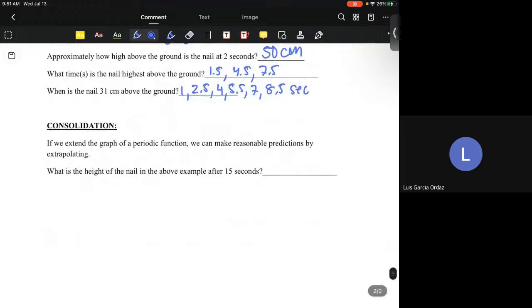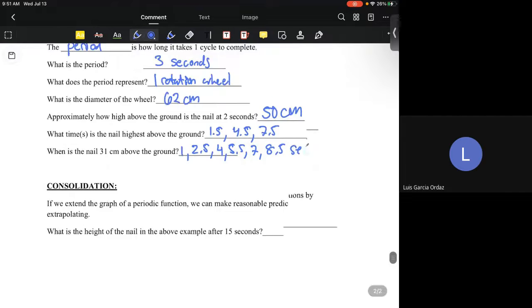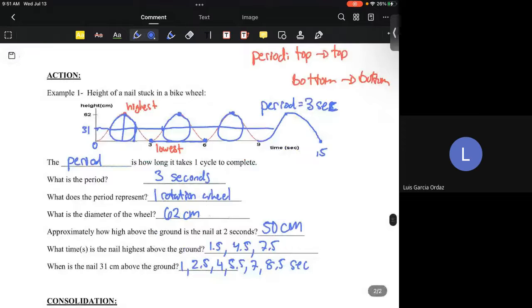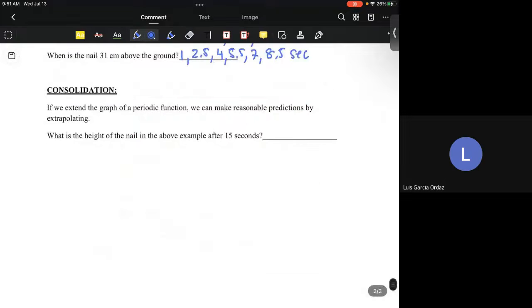So if we extend the graph of the periodic function, we can make a reasonable prediction. So what would the height of the nail be in the example above after 15 seconds? So if we continue at 9 seconds, it's at 0. If we add another 3 seconds, it will be at the highest point. And if we add another 3 seconds, it will be back at the bottom. So at 15 seconds, my height is going to be 0.